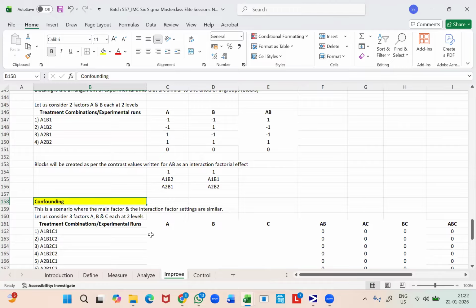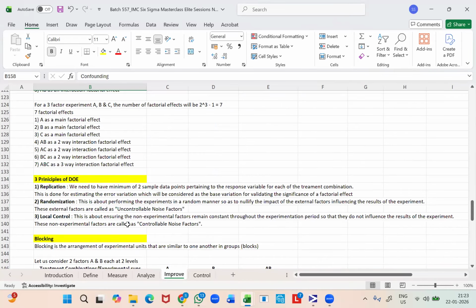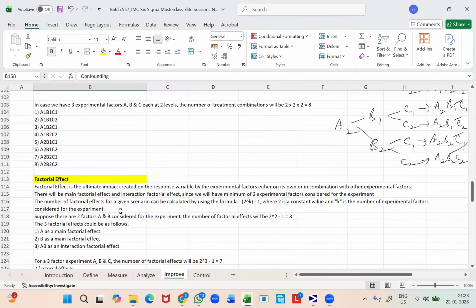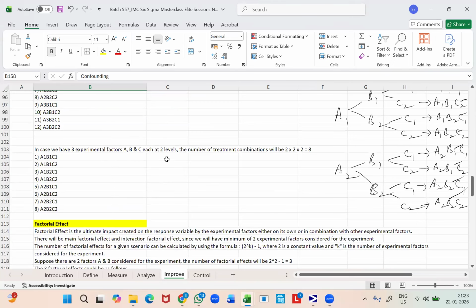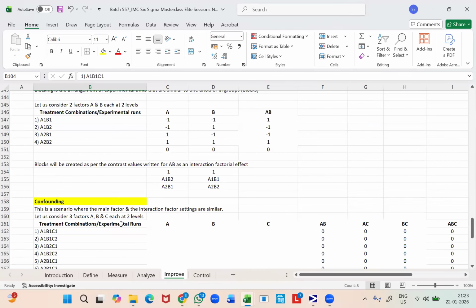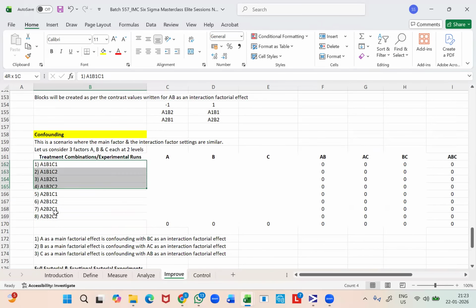So let us consider three experimental factors, each at two levels. We have already listed down the treatment combinations for this scenario. Three experimental factors, each at two levels, we will have a total of 8 treatment combinations. So these are the 8 treatment combinations which we have listed down here, right?